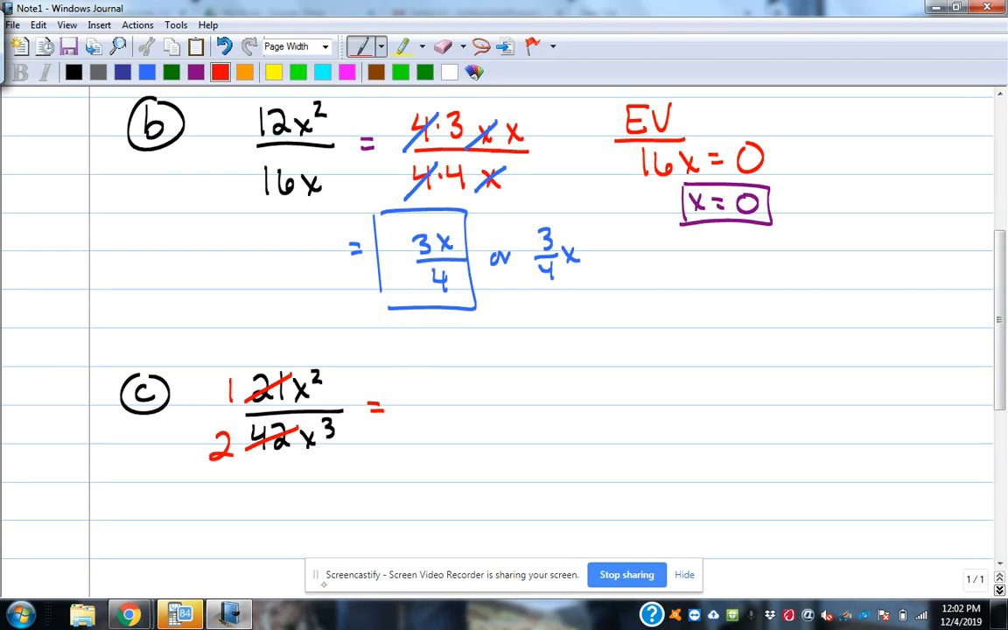2 of the x's cancel out, leaving 1 where? On the bottom. There's more of them on the bottom, so that's going to be a 2x on the bottom and just a 1 on top. And if it helps you to write it out and then cancel, that's how it's happening.